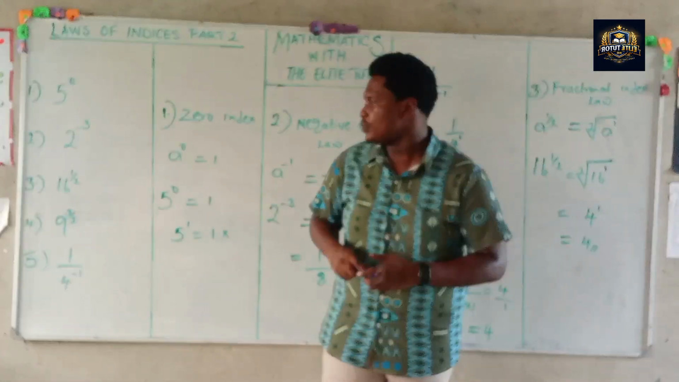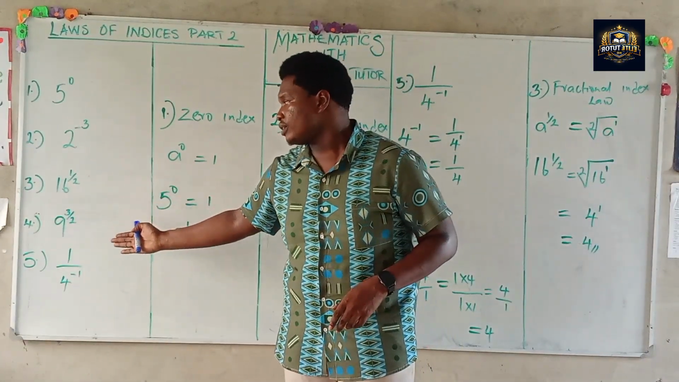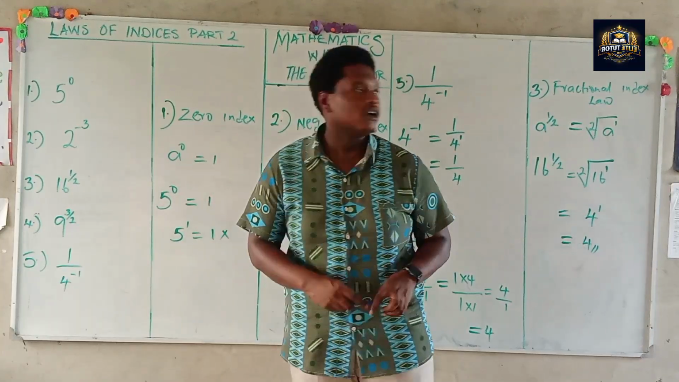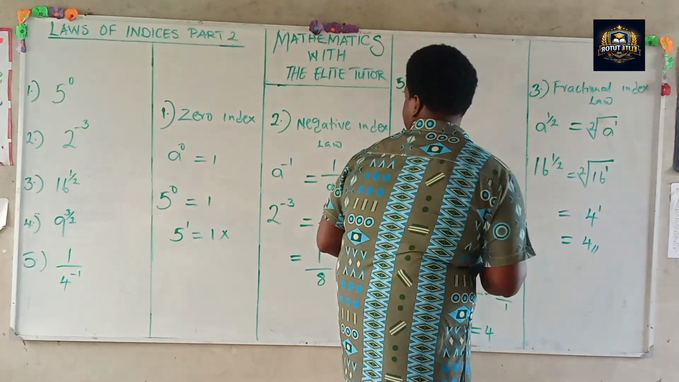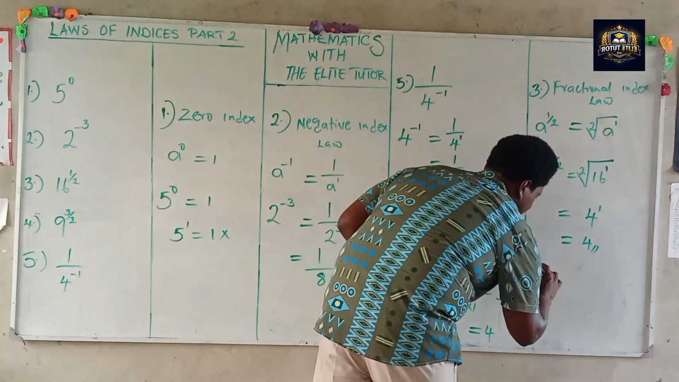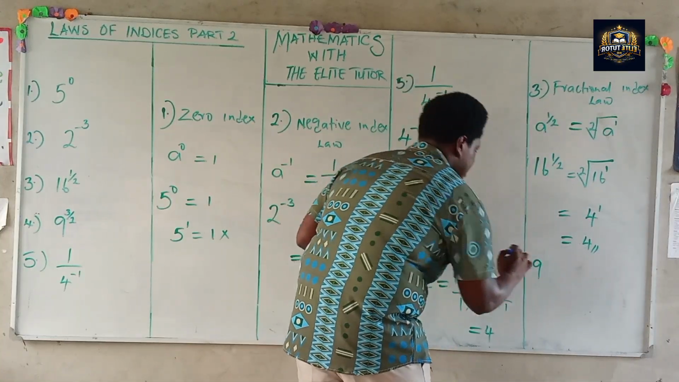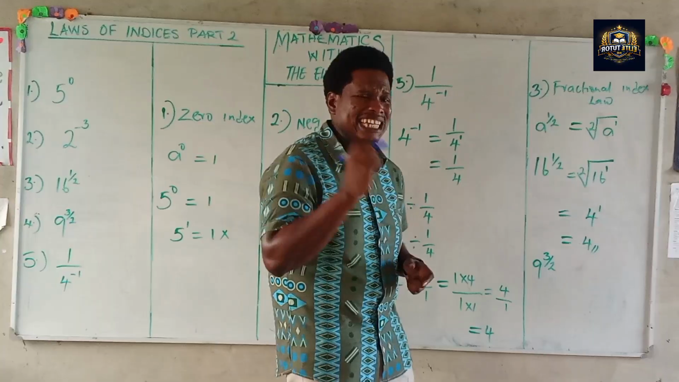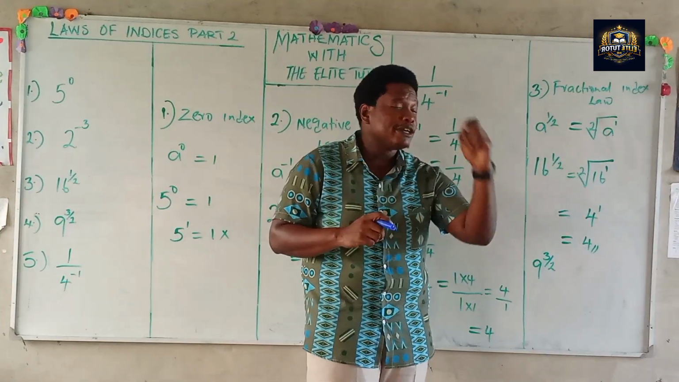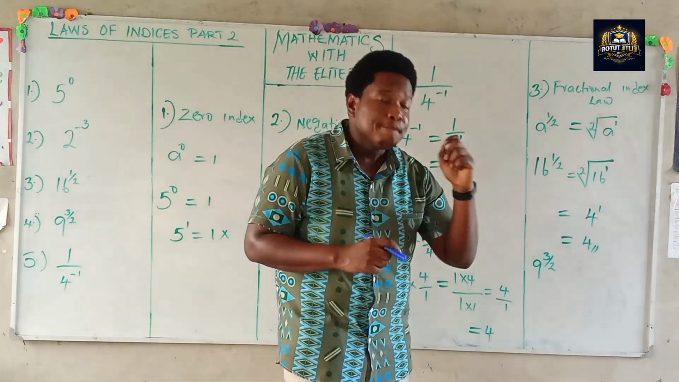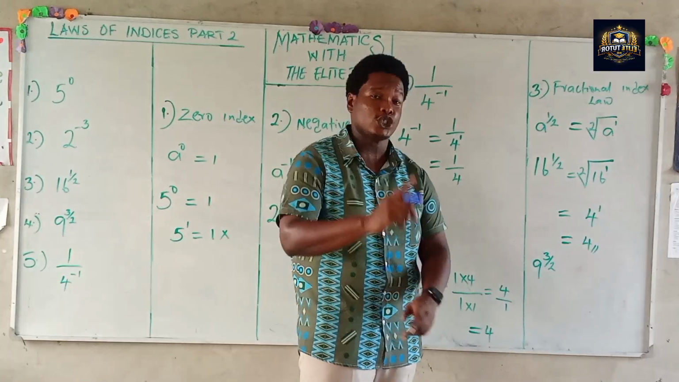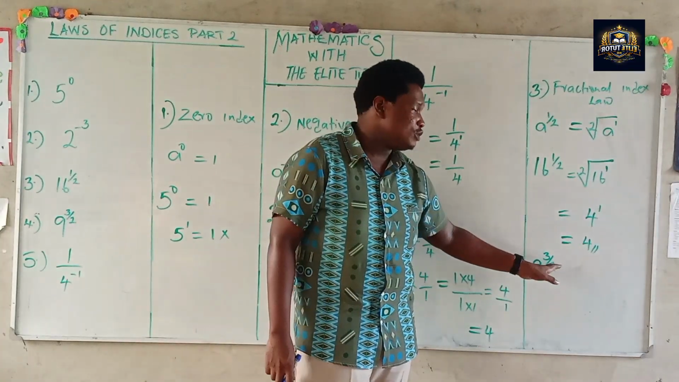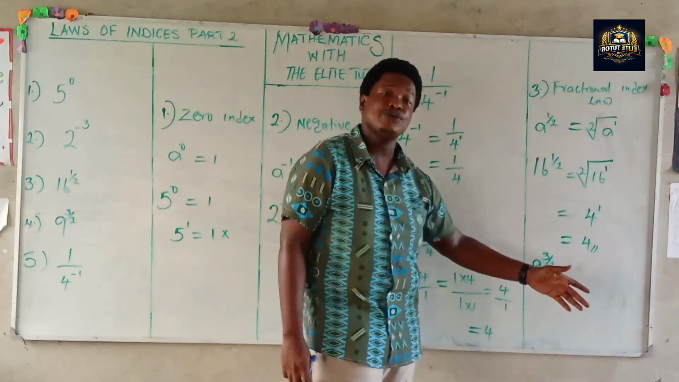And finally, for this video, we are going to be looking at question 4. Question 4, we have 9 raised to power 3 over 2. Now, it's very important for you to know that the numerator is always a power, because in a situation where the numerator is not 1 and rather is 3, what do we do?